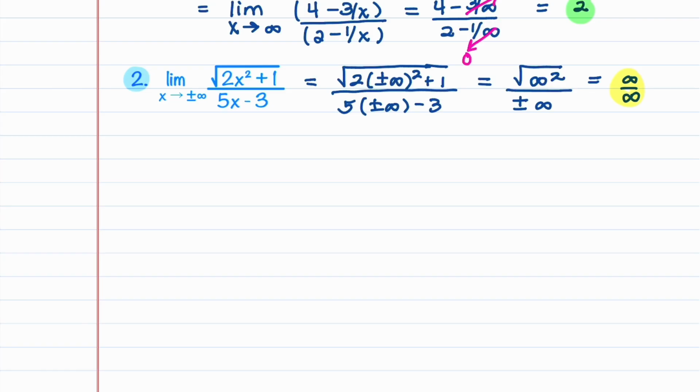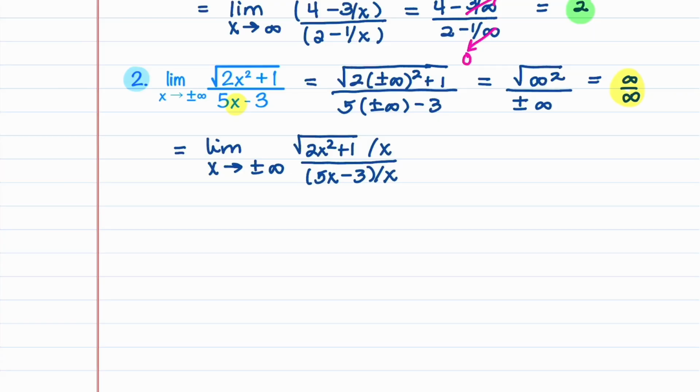Now what we're going to do is divide the numerator and the denominator by the highest power of x in the denominator, and that's just going to be x. This is equal to the limit as x goes to plus or minus infinity, the square root of 2x squared plus 1 divided by x, all divided by 5x minus 3 divided by x. This is actually more complicated than it looks.